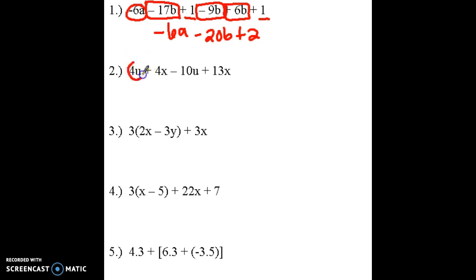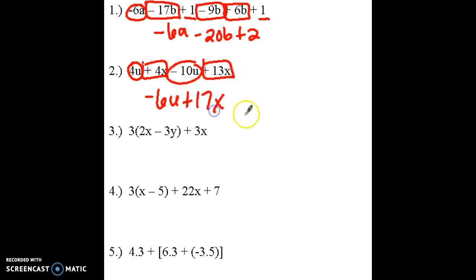Number 2, 4u minus 10u is negative 6u. 4x plus 13x is 17x. Negative 6u plus 17x. For number 3, I need to distribute first.